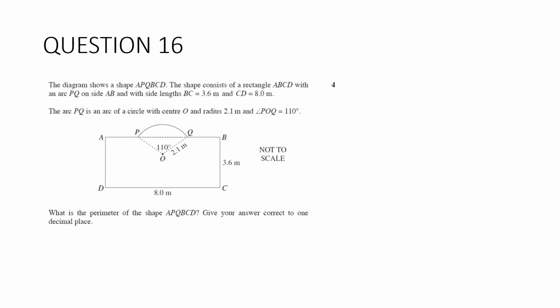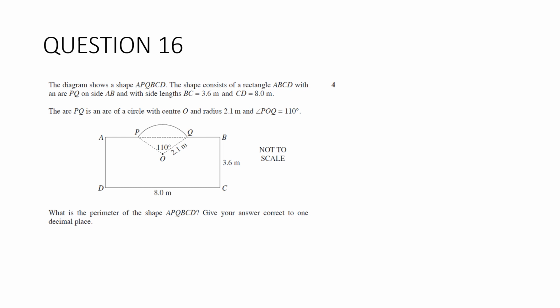Question 16. The diagram shows the shape APQBCD. Shape consists of a rectangle, ABCD, and an arc, PQ, on side AB. And the side lengths are BC is equal to 3.6, CD is equal to 8, and the arc, PQ, is the arc of a circle, centre O, radius 2.1 metres, and angle POQ is equal to 110 degrees. What is the perimeter of the shape APQBCD? Give your answer correct to 1 decimal place.